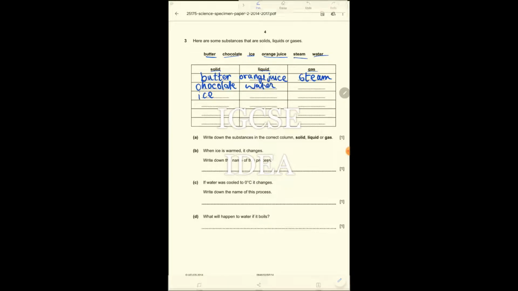When ice is warmed, it changes. Write down the name of this process. If it's warmed, it melts. So, melting. If water is cooled to 0 degrees Celsius, it changes. Write down the name of this process. Freezing. What will happen to water if it boils? It will evaporate.